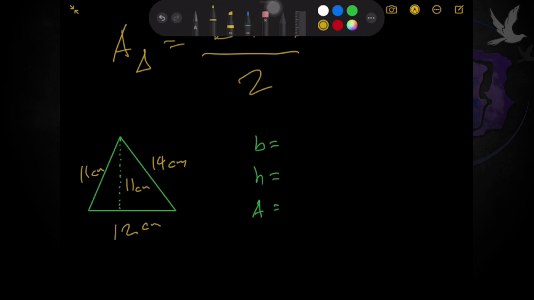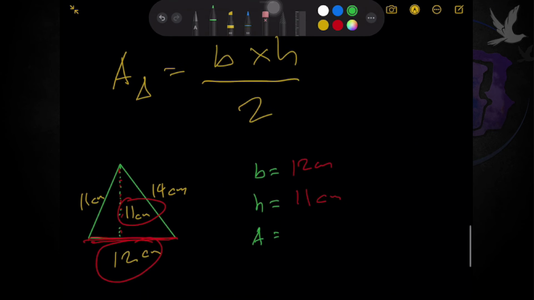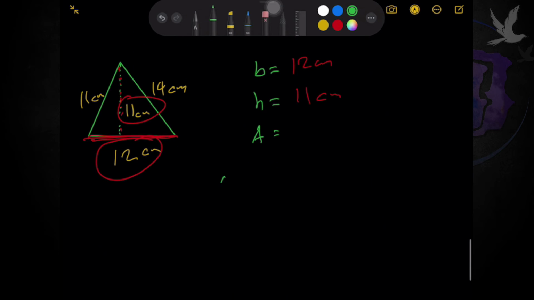Obviously, we have a tracing line, which means this now indicates your height. That's 11 centimeters. And perpendicular to that, perpendicular refers to forming a right angle, is your base, which means your base here is 12 centimeters. Now, solving for the area, what's the formula again? Area of the triangle is equivalent to base times height over 2.